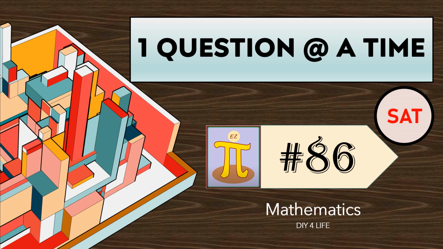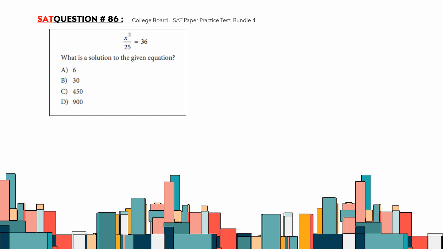Question number 86. X squared over 25 equals 36. What is a solution to the given equation? We can solve this question within 15 seconds. The answer is 30. How can we solve it fast?